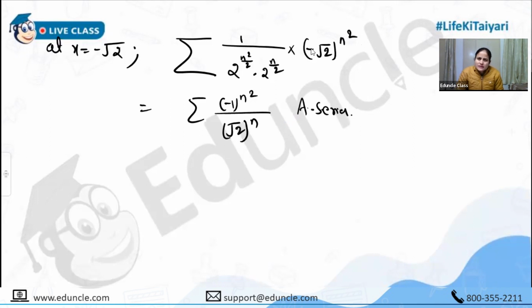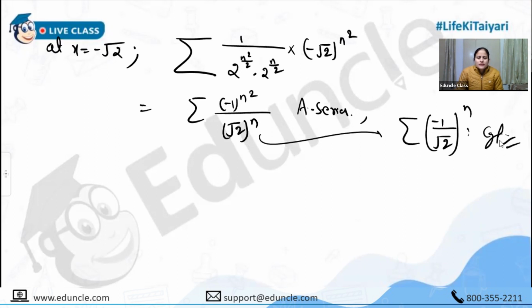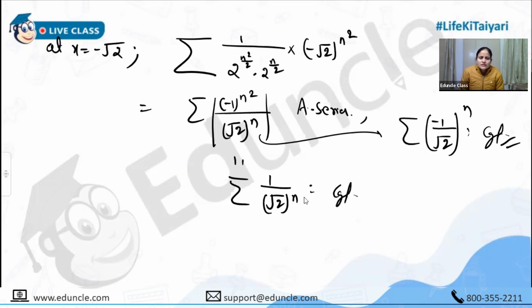Correct? So this series is going to be convergent, na? Yes, I can write this series in the following manner: instead of n square, I can take minus 1 upon square root of 2 to the power n. Yes, I can write this. And clearly this series is convergent. Okay? And this will converge absolutely also, right? Because if you take the modulus series, the modulus series is 1 upon square root of 2 to the power n, which is nothing but convergent. Yes. So at minus root 2, my series converges absolutely.